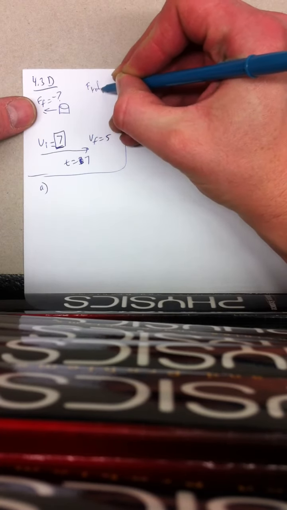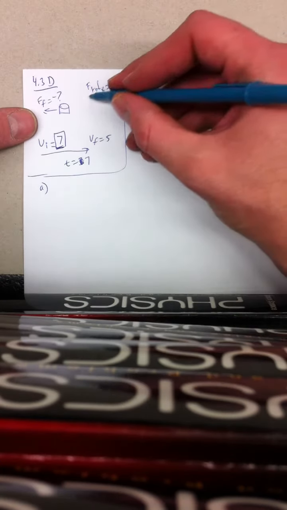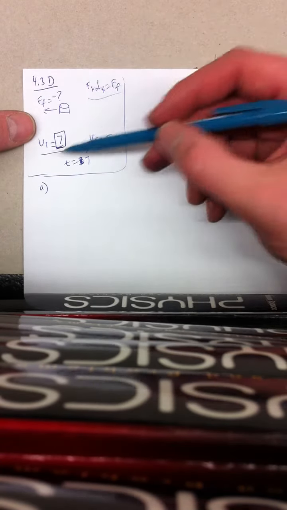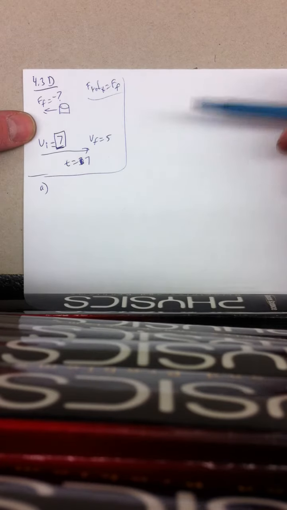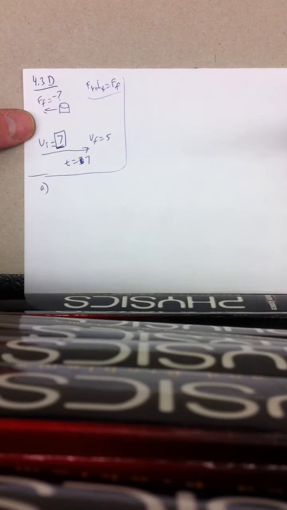So F net x is equal to the force of friction. It doesn't really help us much. It's just kind of a redundant statement. So we have an object that's moving to the right but is accelerating to the left, which means it's slowing down. So the first question wants to know what's the net acceleration.